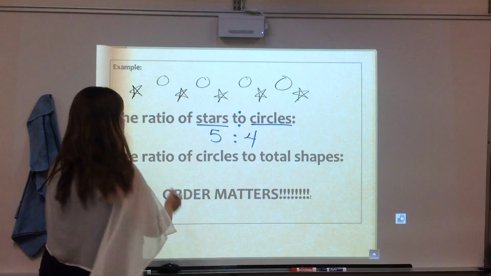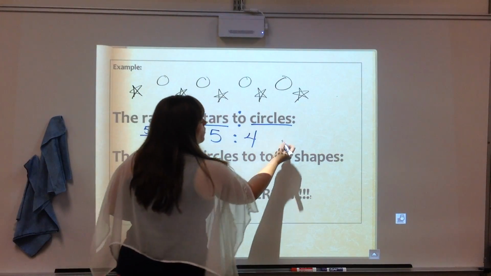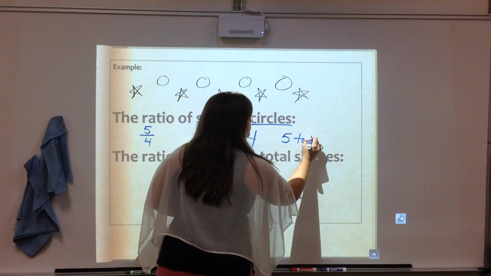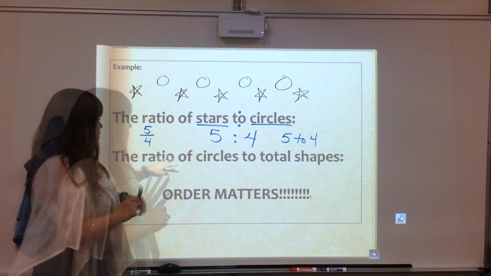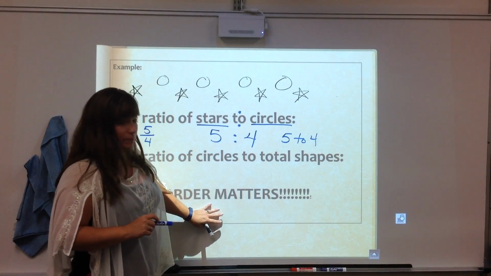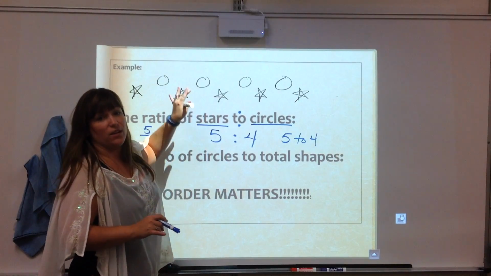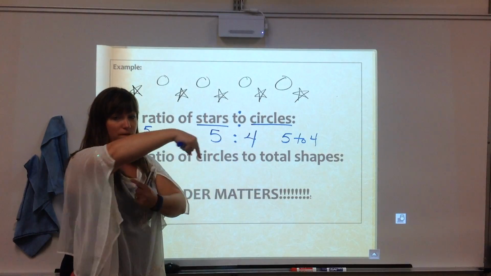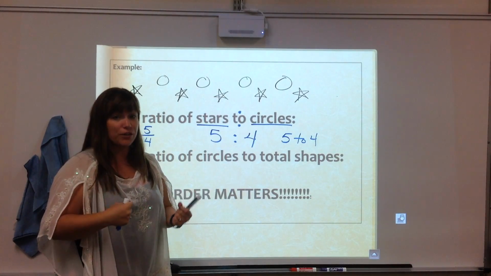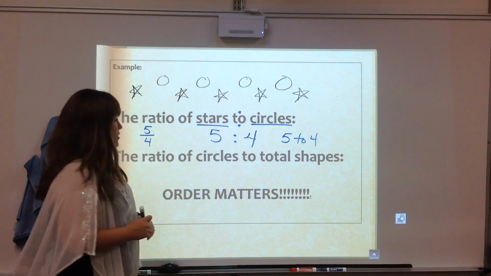Now we could write that as the fraction, or we could write it with a colon, or we could write it with the word to. So 3 ways to show the same ratio. Let me just point out, this bottom in bold, order matters. If the sentence had read, find the ratio of circles to stars, we should flip those numbers around. It does make a huge difference. So be careful about the order.